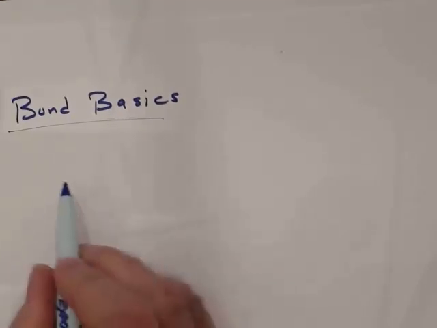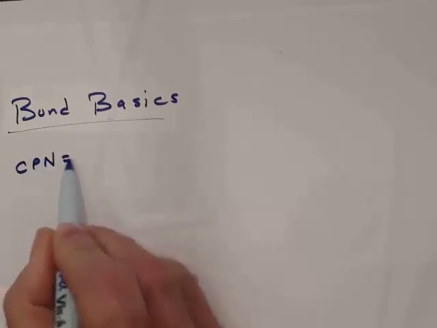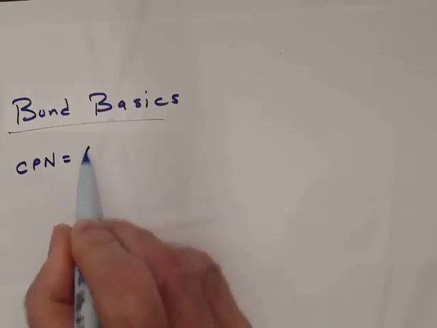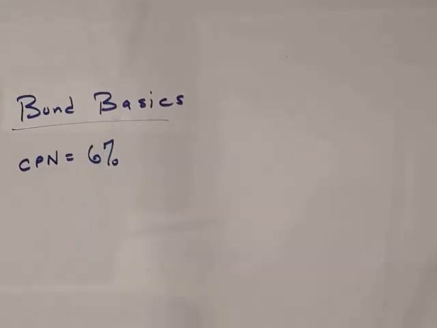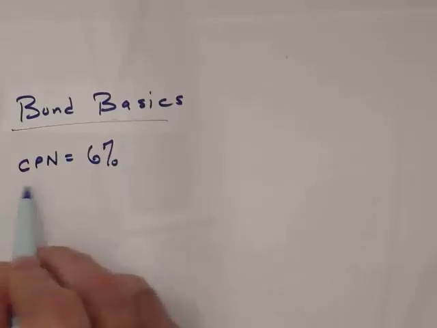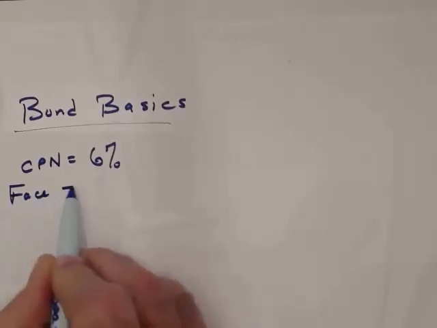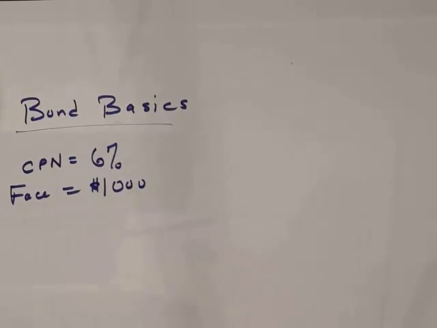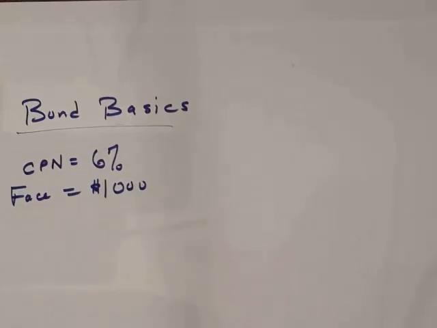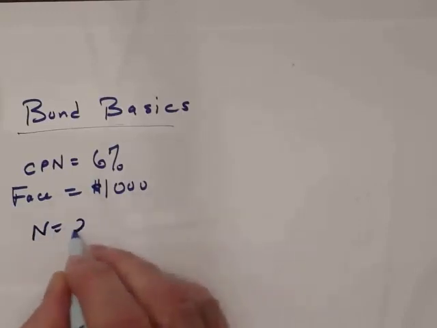So let's look at a basic bond. A bond will have a coupon rate, and the coupon rate will be on an annual basis. So let's say we're looking at a bond with a 6% coupon rate. I'll explain what that means in dollars in a second. Most bonds have a face value of $1,000, and that's the unit size of a bond. We're going to look at a bond that has 2 years to it.